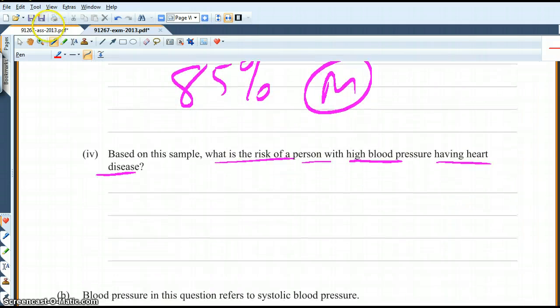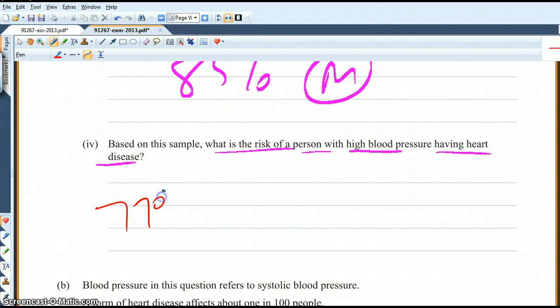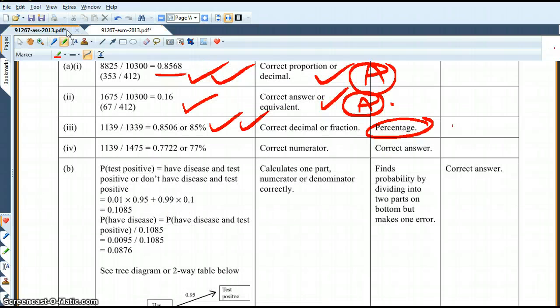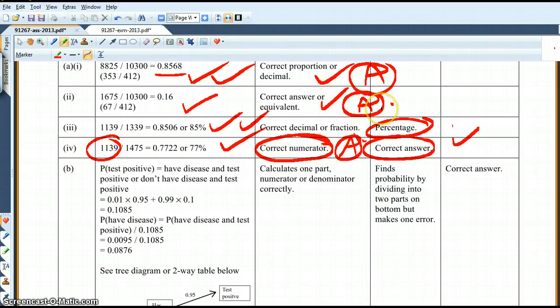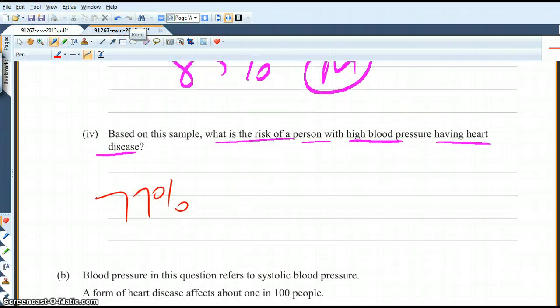So shall we reread the question? 77%. Based on the sample, what is the risk of a person with high blood pressure having heart disease? So basically 77% of the people with high blood pressure actually have heart disease. So there we go. Correct answer. So if you'd got the 1139, you would have got a pass and achieved. Okay, sweet.